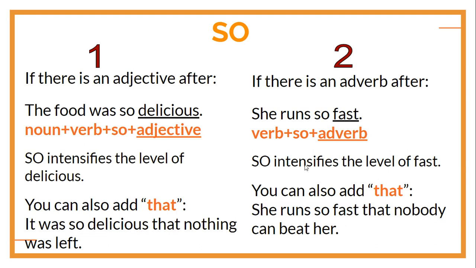And as you can see below, for each of the options, you can add that so that you can have more information in a way of comparing. It was so delicious that nothing was left. She runs so fast that nobody can beat her. Both ways of writing the sentences are correct, like this, or with a that and adding information.